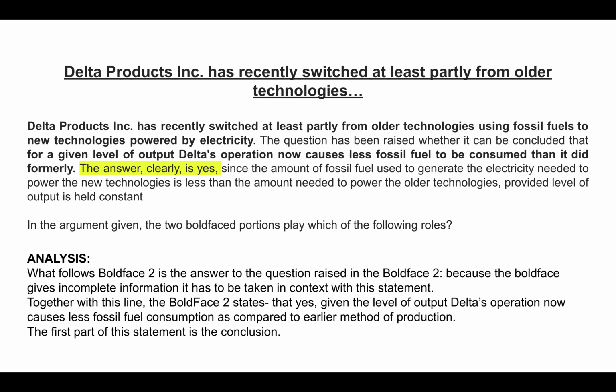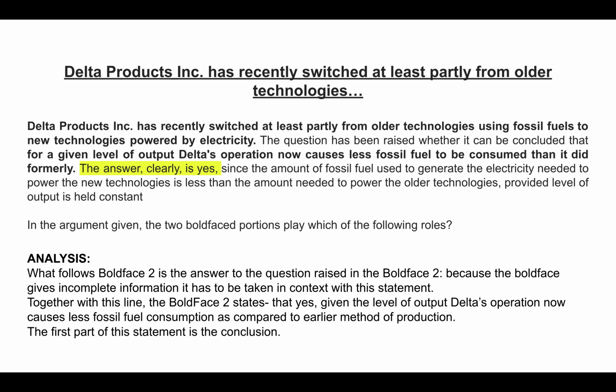Now, the reason this question is a bit tough is because of the way this is structured. These two sentences together form the conclusion. The two sentences I'm talking about are the boldface statement 2, for a given level of output, and 2, the answer clearly is yes. Neither of these sentences make sense alone. Obviously, the first part, the boldface, is a question which we have to answer using this line.